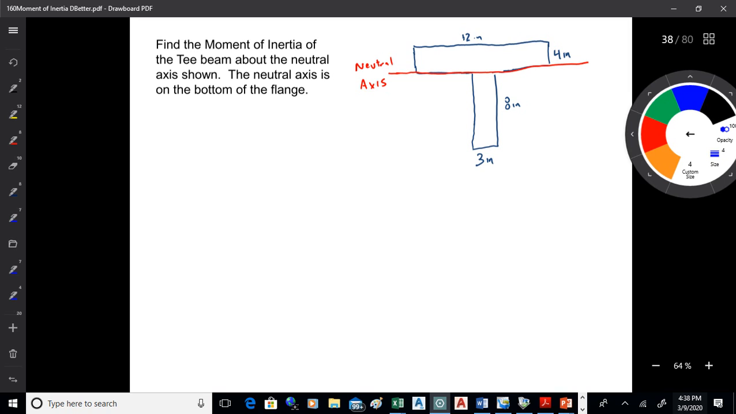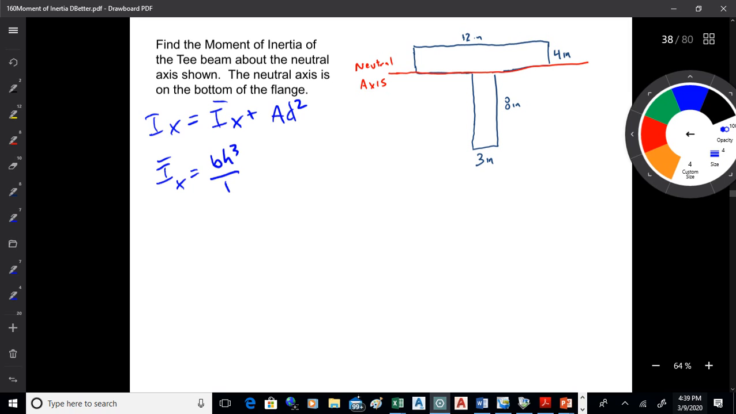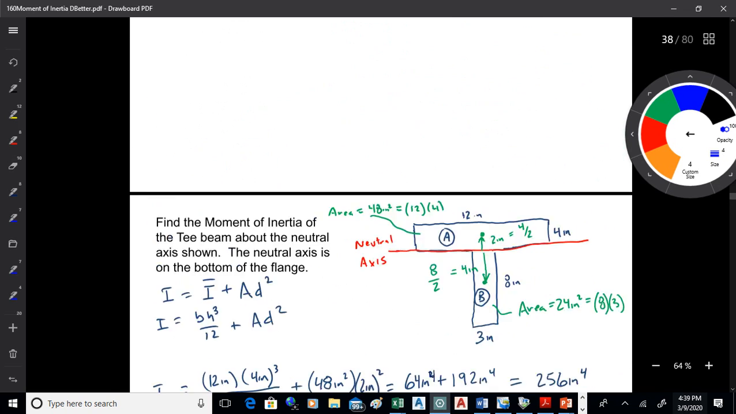So what do we got here? We've got I sub x is I bar sub x plus ad squared. Is that right? That's the formula I'd use. I bar sub x is what? bh cubed over 12. And I can get the a times the d squared. All right.